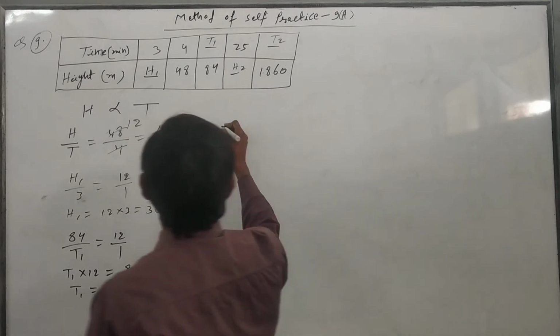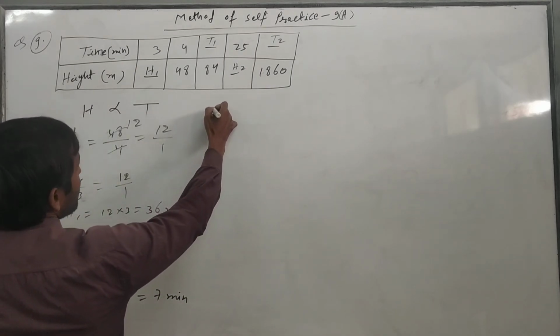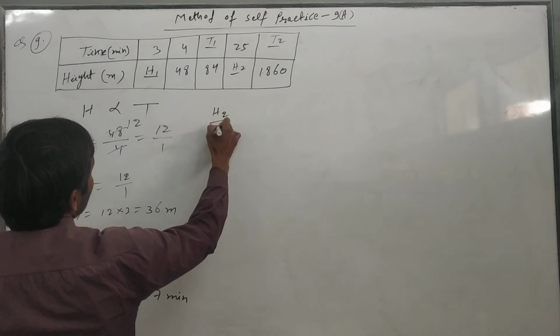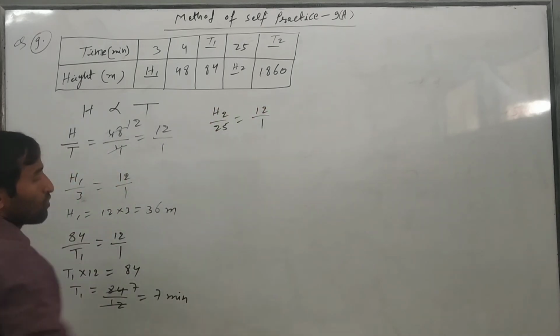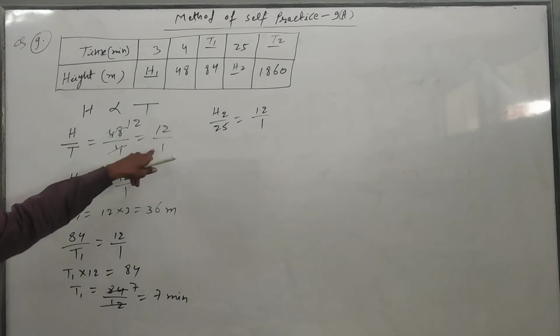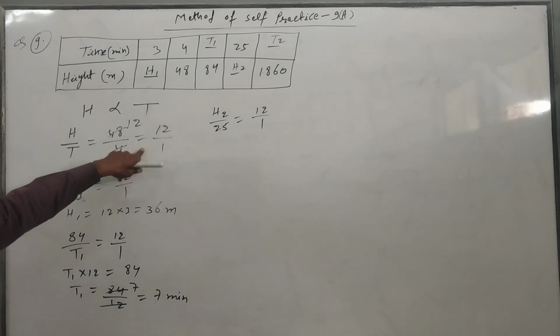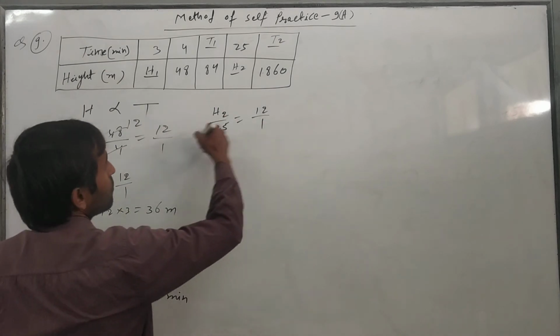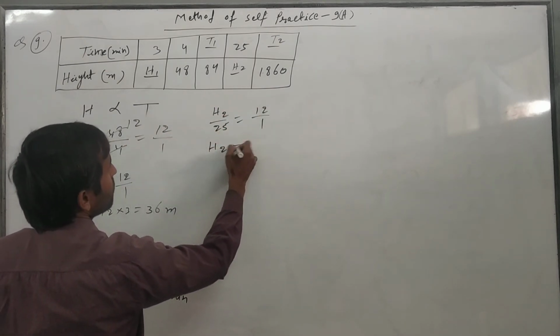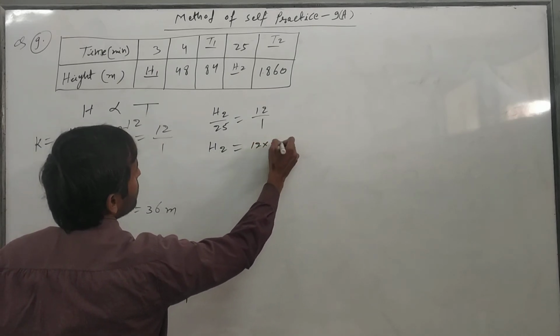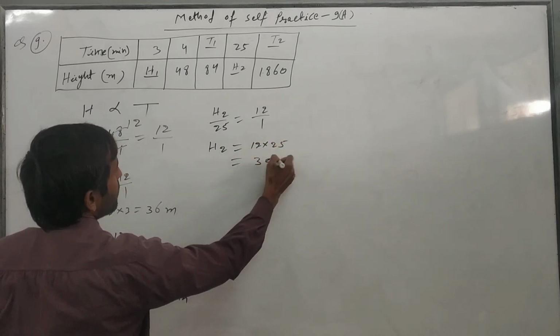Now in the h2 we have to find h2. So in this case again, h2 upon 25 is equal to 12 upon 1. Now cross multiply. So we are always equating with this value, means constant of variation is this one only. That's why this one is the k. Just cross multiply, h2 will come 12 into 25. So it will come 300 meter.